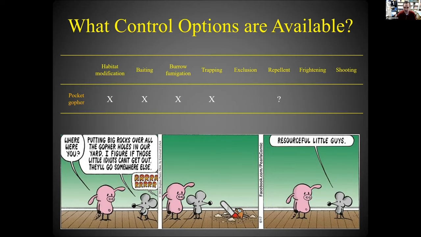Exclusion really isn't a practical tool when it comes to large production ag situations for gophers. Certainly on smaller scale scenarios, such as your backyard and whatnot, there are some exclusionary tools that can be used, but not for large scale.